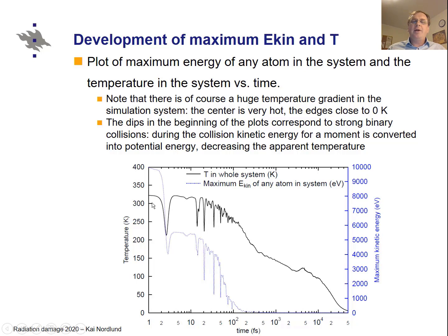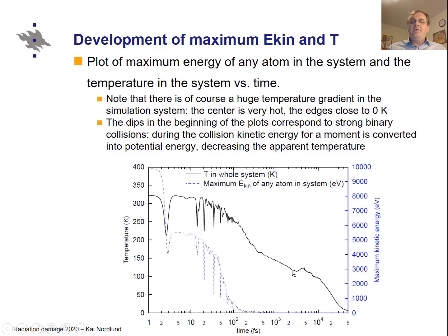The temperature in the whole system has dips whenever there is a strong collision between atoms. And this is true in the ballistic phase. Then after the ballistic phase, you only have these many-body collisions, and then these dips vanish because you have a large body of hot atoms moving collectively, and then there are no dips anymore.